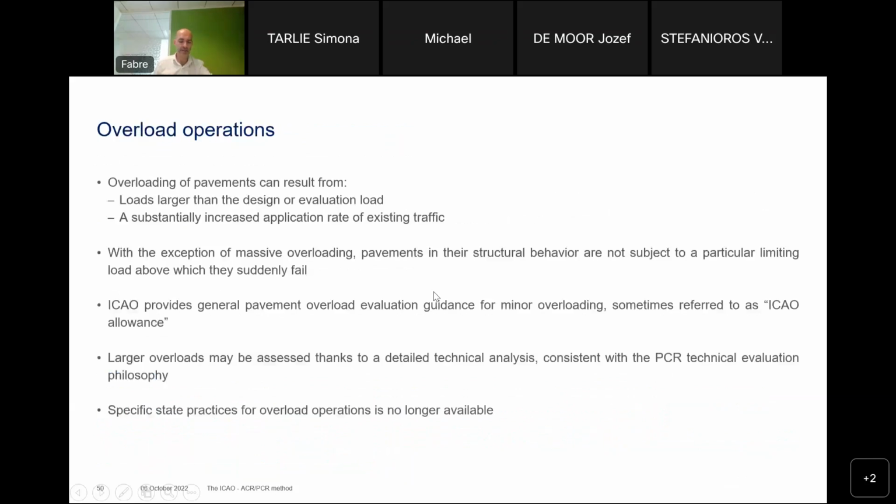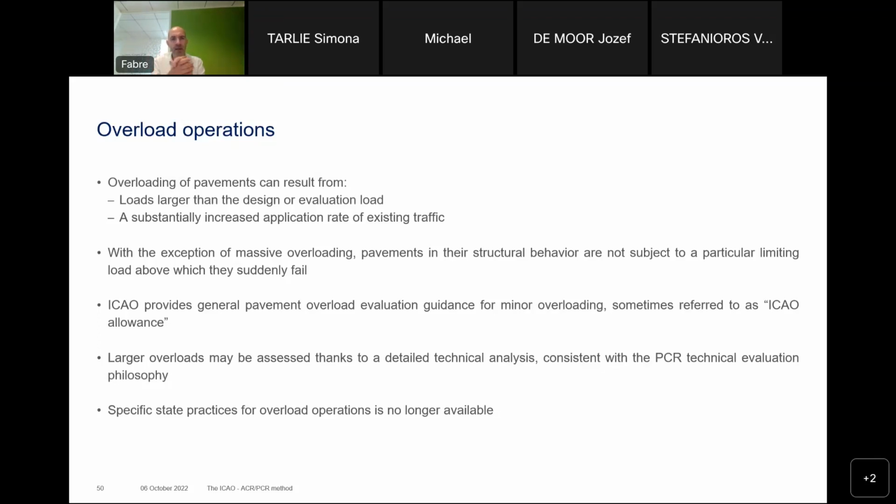So, the overload operation. Running overloads on pavements, there is no real definition of overload, but it can result from either aircraft loads larger than the design or evaluation loads, or a substantially increased application rate of existing traffic. So if you have an initial traffic with aircraft defined by their operating weight and annual departures, and there is a significant change in the annual departures, it can be considered an overload operation.